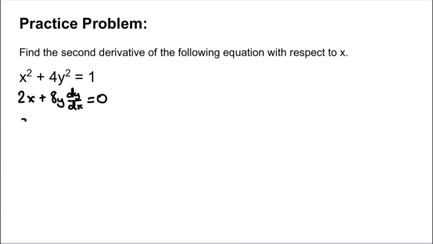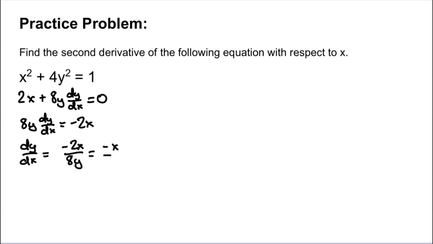This should be fairly simple. 8y dy dx is equal to negative 2x. We're just going to move that right along. And then dy dx is equal to negative 2x over 8y. And then further simplifying that down, negative x over 4y. And I'm actually going to rewrite that here to show what we're going to do for the second derivative.